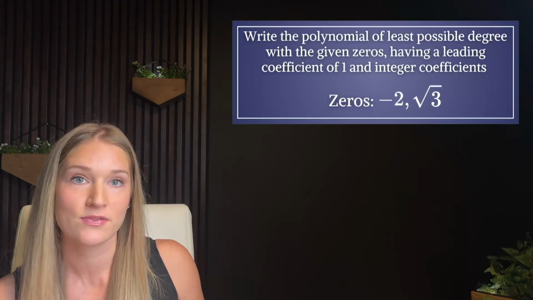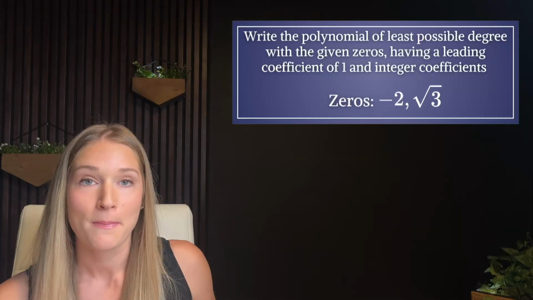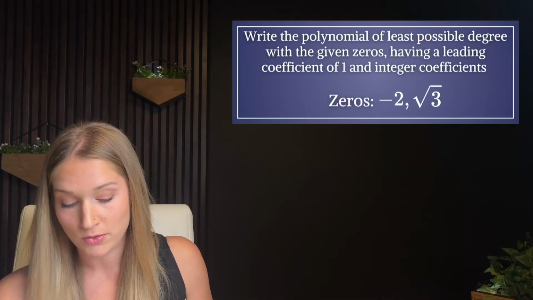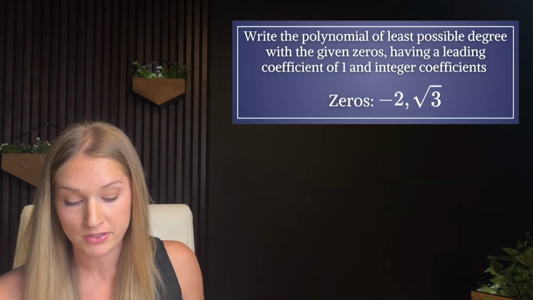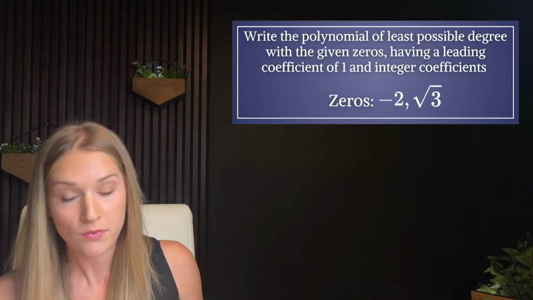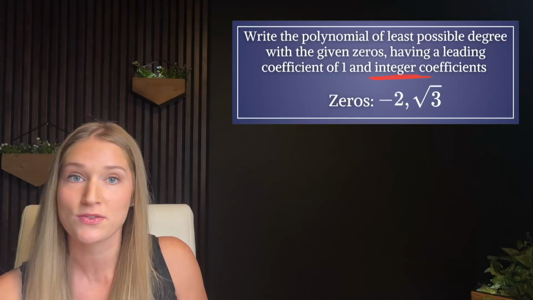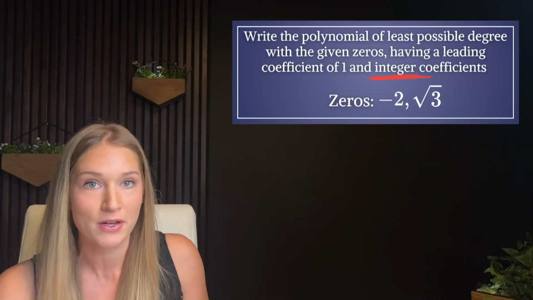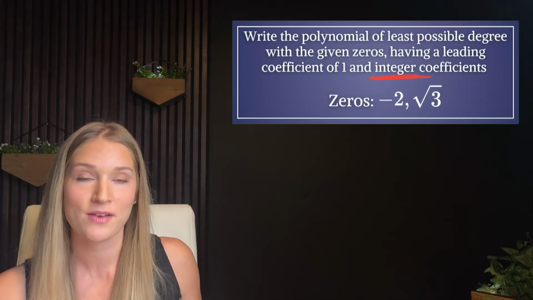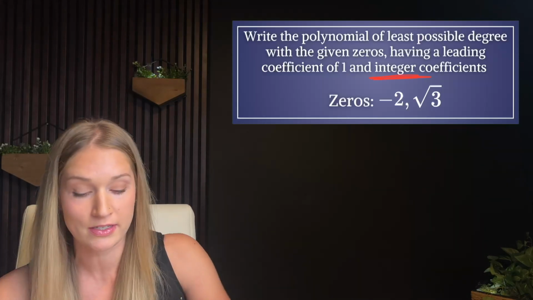My zeros are -2 and square root of 3. But the conditions that are outlined in our question are that it has to have least possible degree with a leading coefficient of 1, and this is key, integer coefficients, which means there's no square roots that are going to pop up anywhere in our answer. So somehow we have to undo the square root that we're given in our problem.